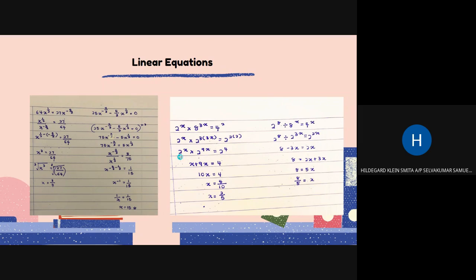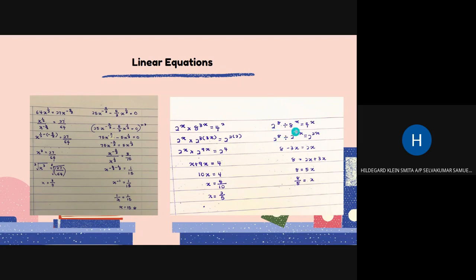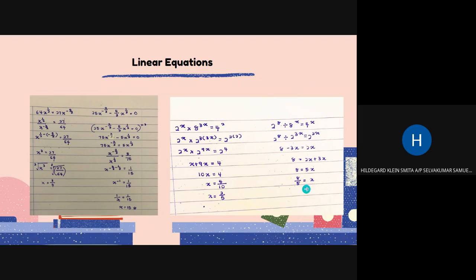So what you should do next is just take all of the indices and form an equation. x plus 9x equals 4, 10x equals 4, and lastly solve it the normal way. It will leave you with the final answer. Same goes with this. 2 to the power of 8 divided by 8 to the power of x equals 4x. As you follow the same method, change the base to the same number, it will leave you with the final answer x equals 8 over 5.